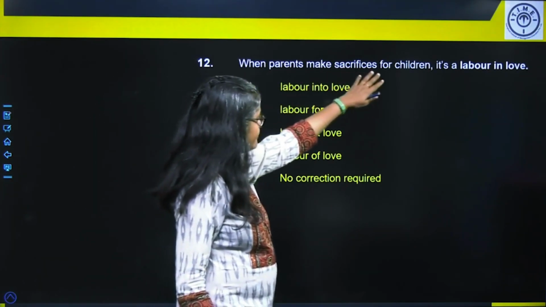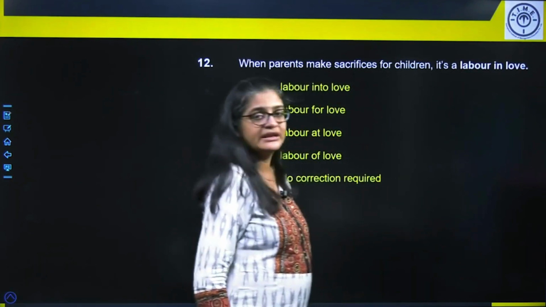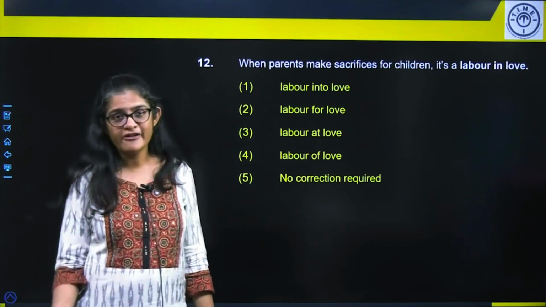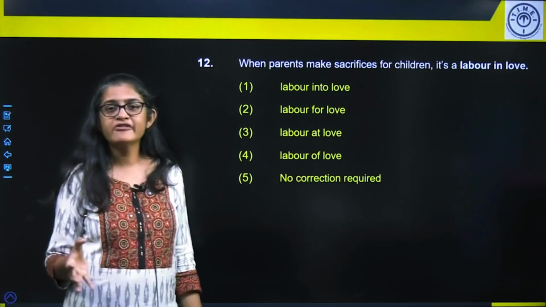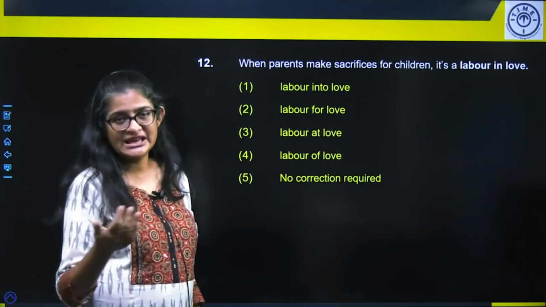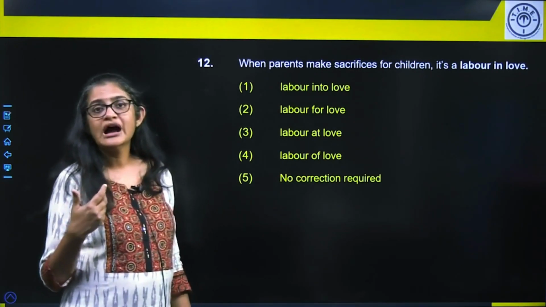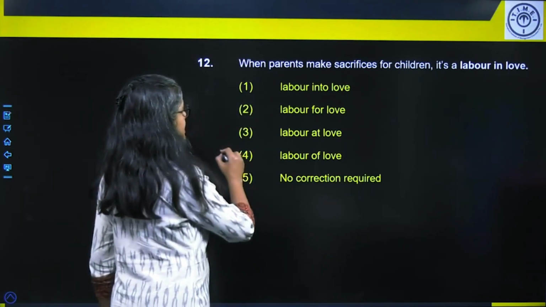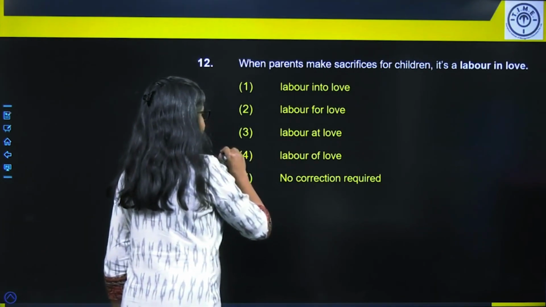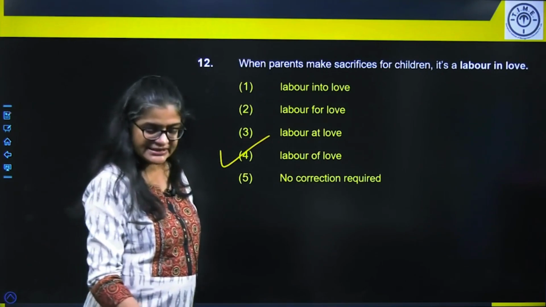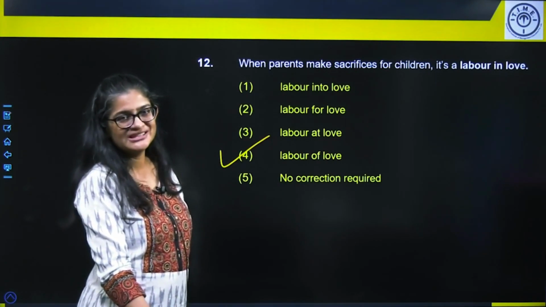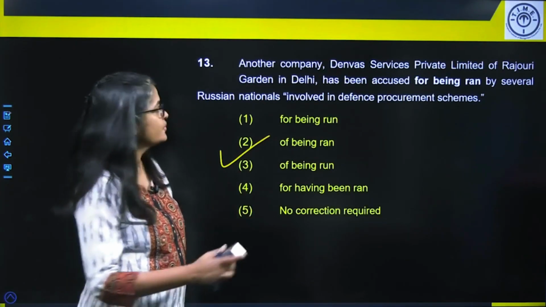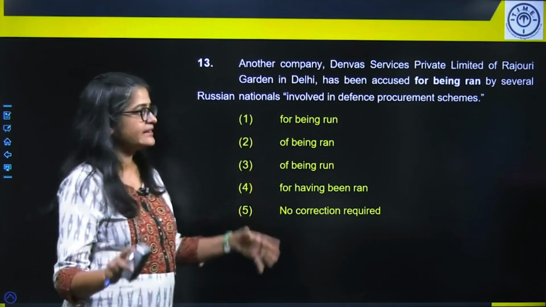When parents make sacrifices for children, it's a labor in love. What is it called? It's called a labor of love. A labor of love means something you do without any expectations, something you do unconditionally. So when parents make sacrifices for children, it is not a labor in love. No, it is a labor of love. Since these are idioms, I am not explaining the other options. Idioms do not really follow any rules. They just exist like that.